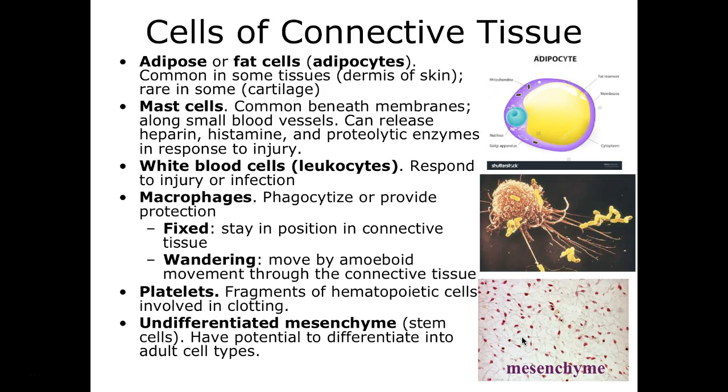So they're kind of like that 5-year-old that is like, I want to be a firefighter. Well, I want to be a lawyer, and so on. They could be anything they want. So they can become a fibroblast, they could become a nerve cell, they can become a smooth muscle cell. It doesn't matter.